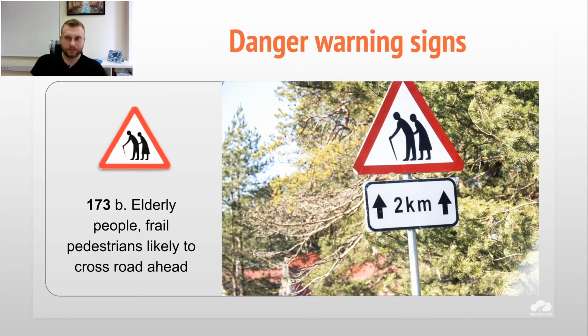Elderly people ahead. They can cross this area because maybe somewhere ahead there is a hospital, for example, or a place where elderly people mostly live. So you have to be careful. They usually have poor perception of the traffic. They walk very slowly, so you have to be careful. If you are informed, then you already know that it can happen on this type of road.